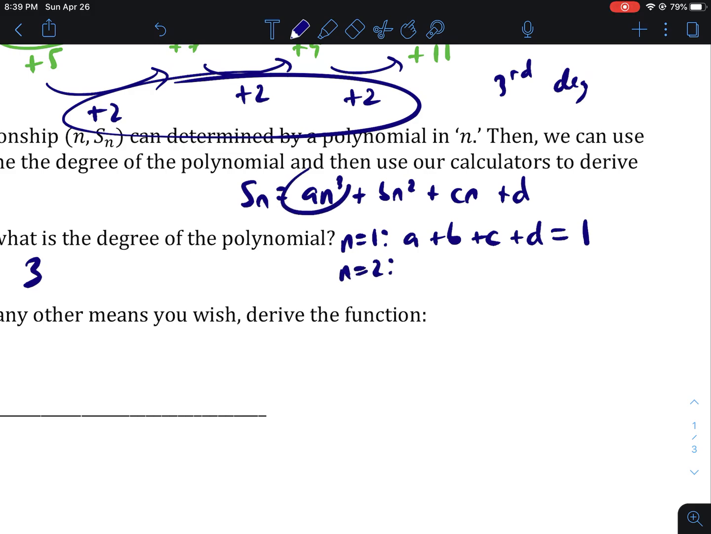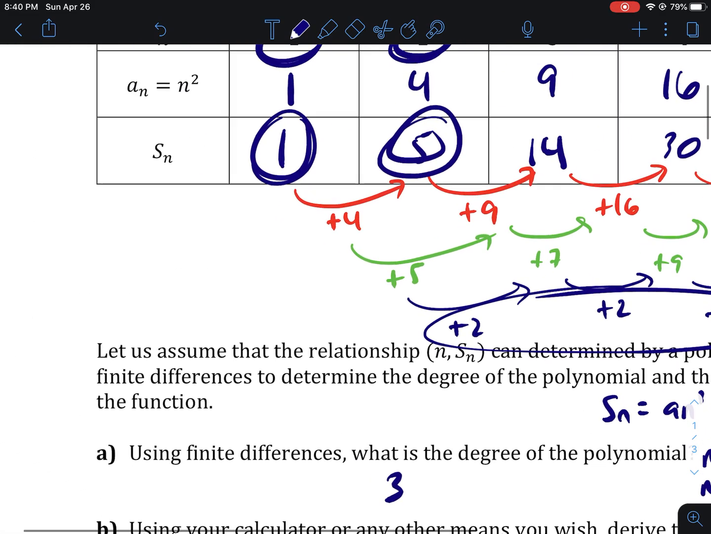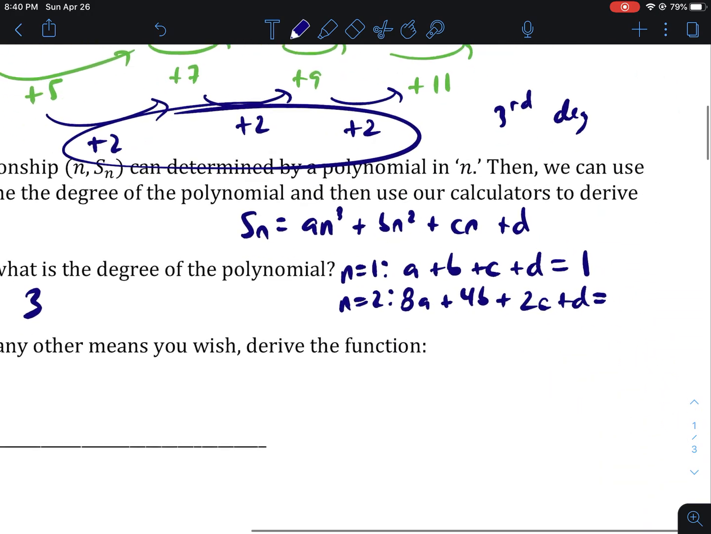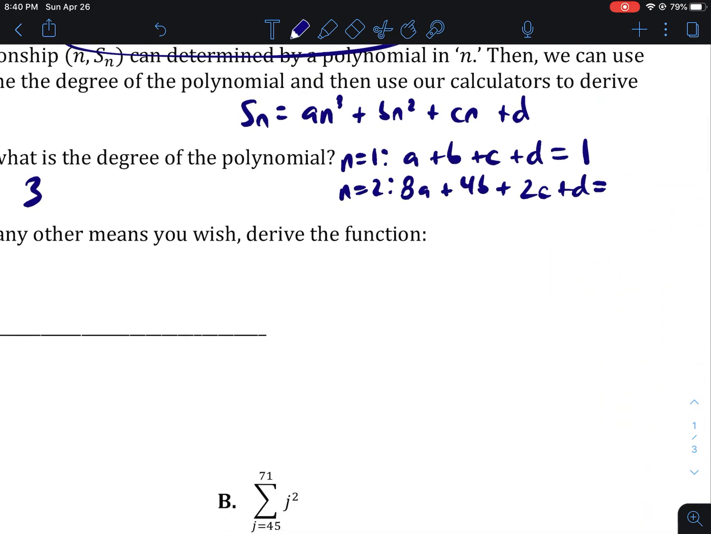When n equals 2, plug in 2 for all the n values, n to the third is 8. So we'd have 8a, n squared, so that'd be 4b, c times 2, so 2c, and d is still all by itself. The sum after 2 terms, again we saw that, was 5. So our formula should equal 5 when we plug in 2. We're starting to build a system of equations here. We have 4 different letters we're trying to find, so we need 4 equations or else we can't solve this. So we just have to keep going.